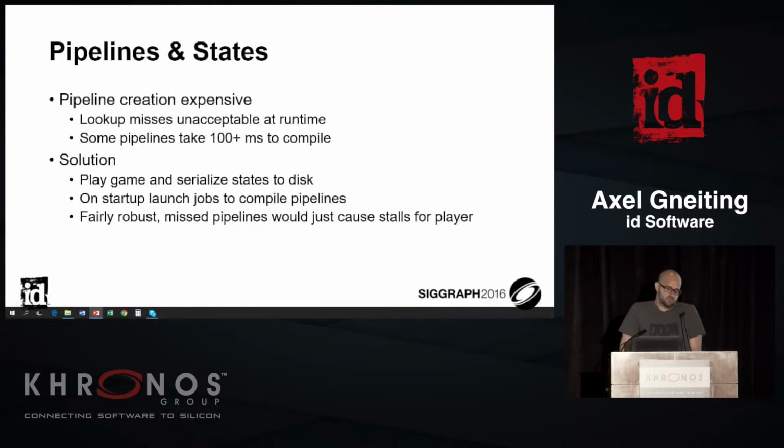We had also the same issue that pipeline creation is really expensive at runtime. Some of our pipelines take over 100 milliseconds to compile, so the player would get hitches. So we basically did exactly the same solution as Epic. We went through the game, also serialized the pipelines we need to disk, and at game launch we then read this pipeline file and launched jobs to generate and fill the hash table that we're using for the pipelines. And this is fairly robust because if you have missed any pipeline, it will just create it with a hitch in this case, but this doesn't happen for us anymore.